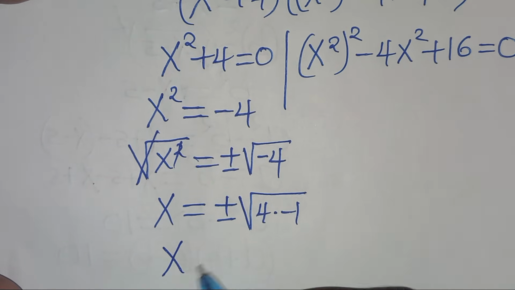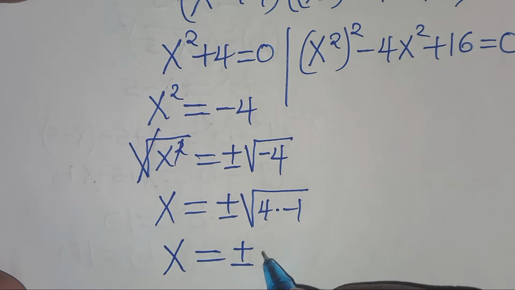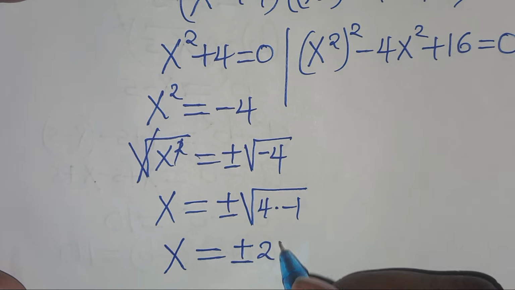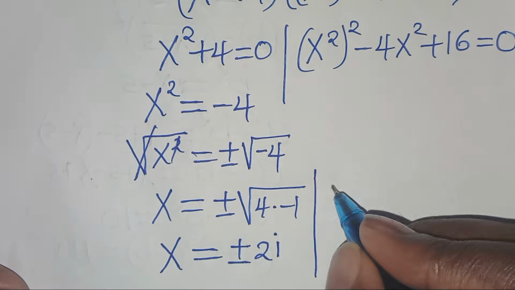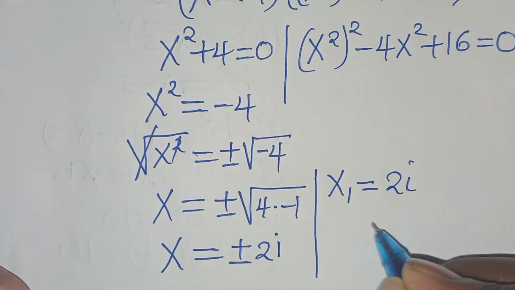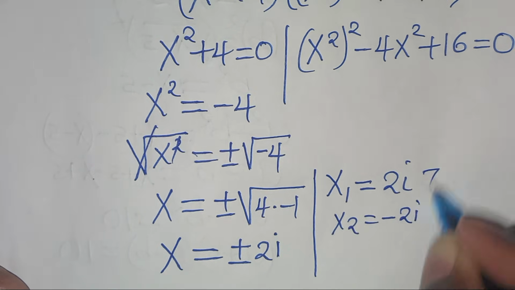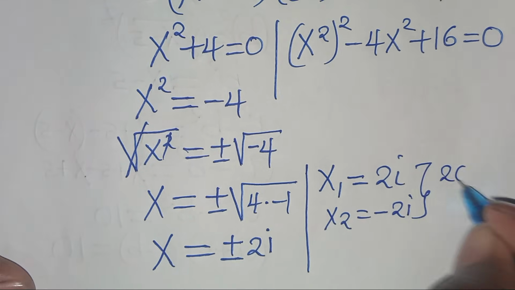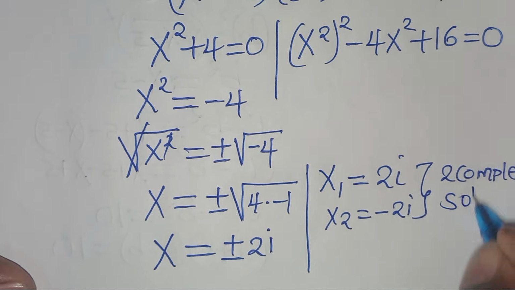So this implies that x is equal to plus or minus the square root of 4, this is 2, times the square root of minus 1, this is i. So we have the first solution, x1 is equal to 2i, and x2 is equal to negative 2i. These are the first two complex solutions.